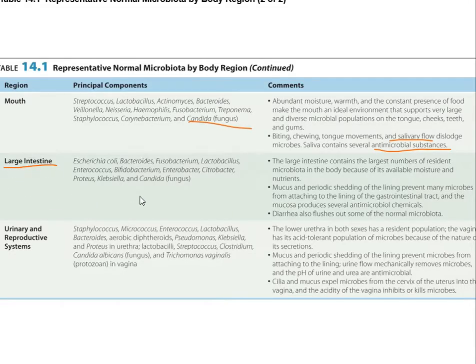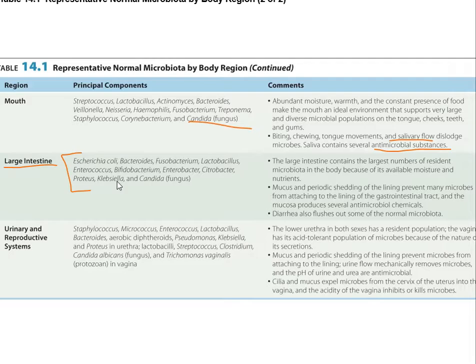Large intestine. In the large intestine, remember that you're always going to find the Enterobacteriaceae bacteria. So E. coli, Bacteroides, Fusobacterium, let's talk about which ones are Enterobacteriaceae. E. coli, Enterococcus, Enterobacter, not Enterococcus, that's gram-positive. Enterobacter, Proteus, Klebsiella, these are Enterobacteriaceae. Enterococcus is gram-positive, but is also present in the large intestine.